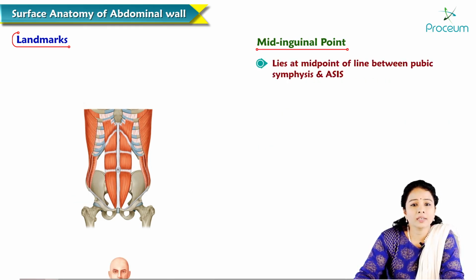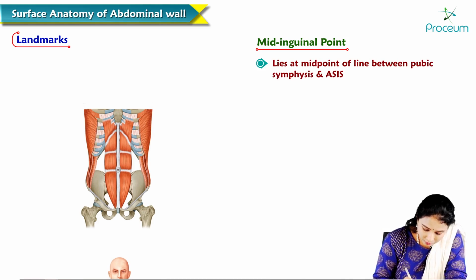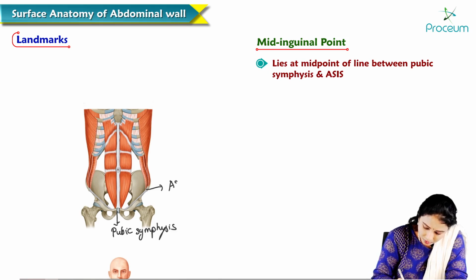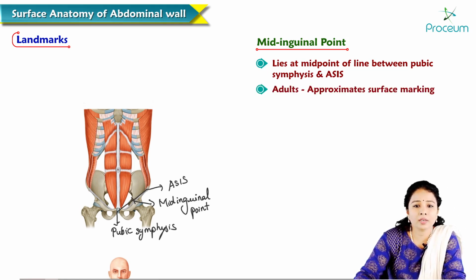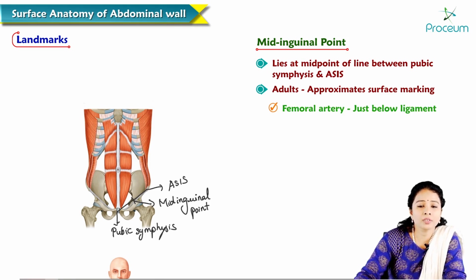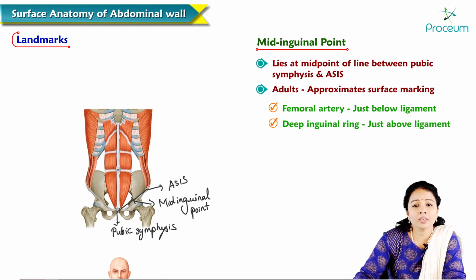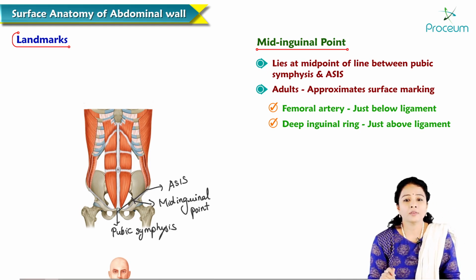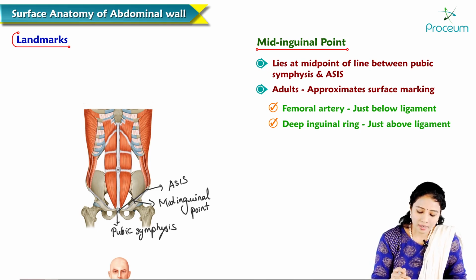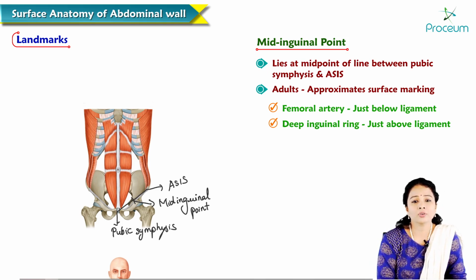The mid-inguinal point lies at the midpoint of a line between pubic symphysis and anterior superior iliac spine. So here is the pubic symphysis and anterior superior iliac spine. So midpoint between these 2 points is the mid-inguinal point. In adults, it approximates surface marking of the femoral artery which lies just below the inguinal ligament, and a deep inguinal ring just above the ligament. So just below this mid-inguinal point, it is the surface landmark for femoral artery, location of femoral artery in adults. And above the mid-inguinal point is the location of deep inguinal ring.